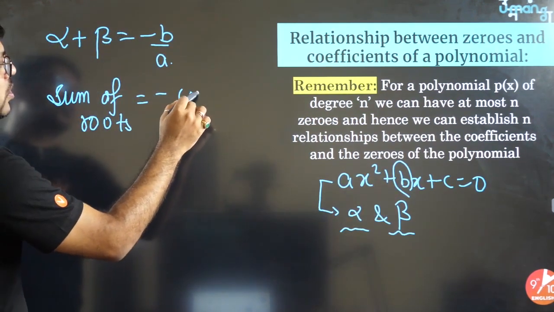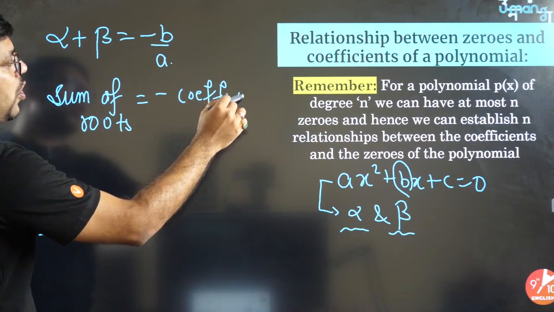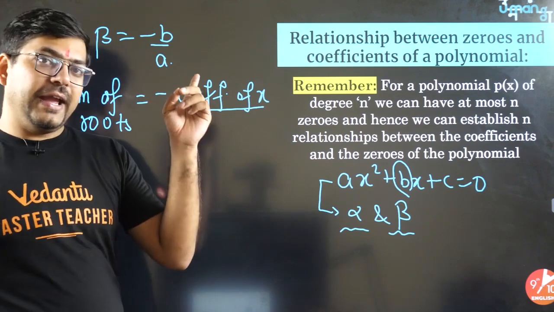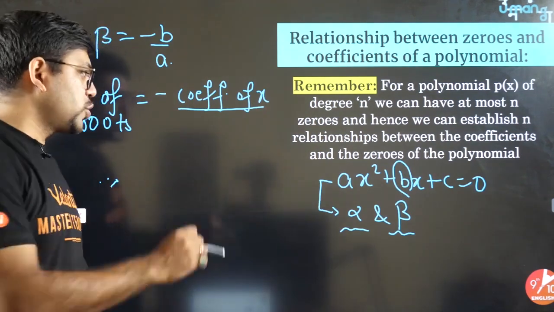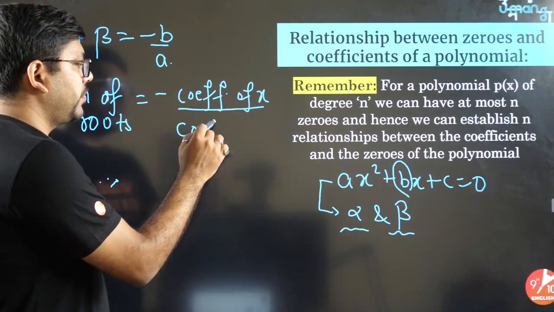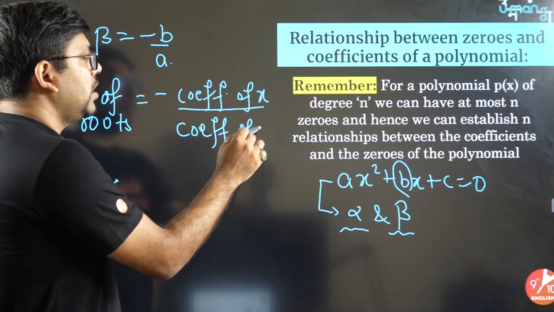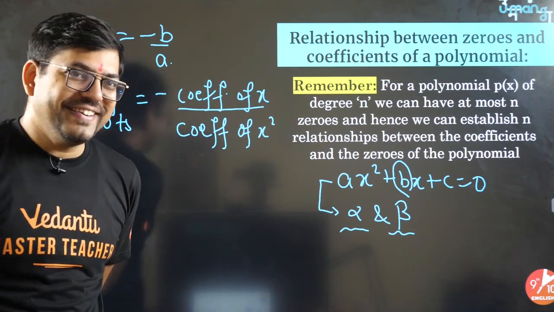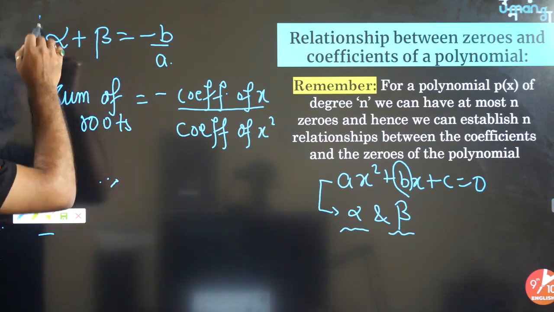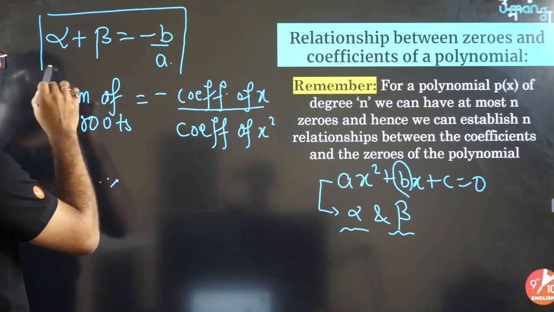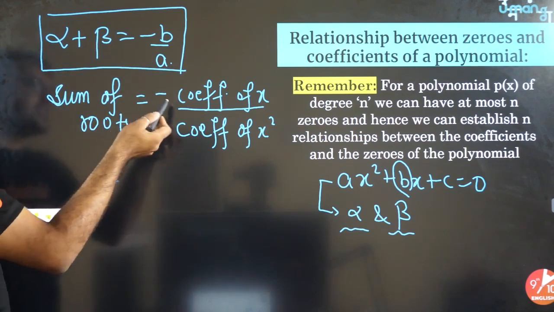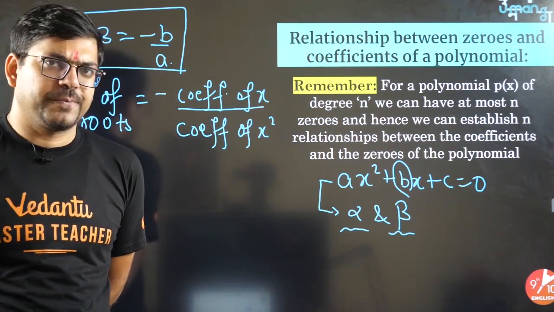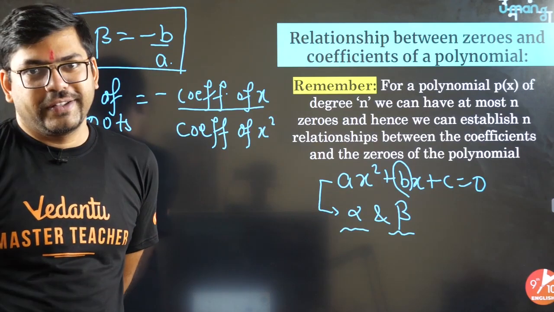So minus coefficient of x divided by what is a? A is the coefficient of x square. So that is the coefficient of x square, so that is also right, not a big deal. Okay, so we have got alpha plus beta is equal to minus b by a, which is the sum of roots, equal to minus of coefficient of x divided by coefficient of x squared. Fine. So yeah, we got it.